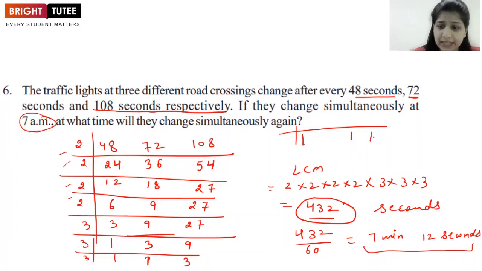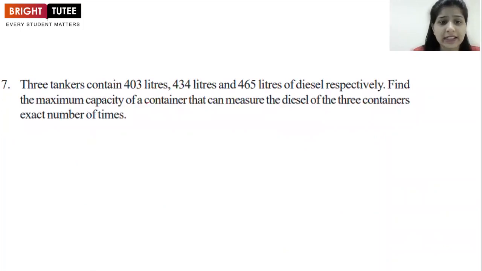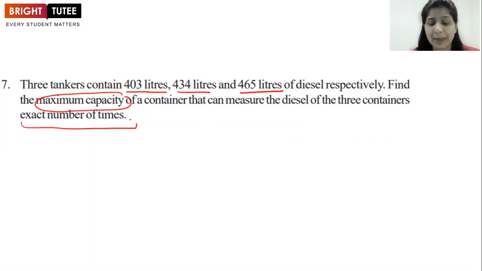Clear? Next one, here they are saying there are three tankers, students, of 403 liters, 434 liters and 465 liters of diesel respectively. So we have three tankers of diesel. We have to find the maximum capacity of the container that can measure the diesel of the three containers an exact number of times. So maximum capacity we have to find for the container that will measure these quantities given, that is 403 and 434 and 465. So for maximum capacity, we will find the HCF.